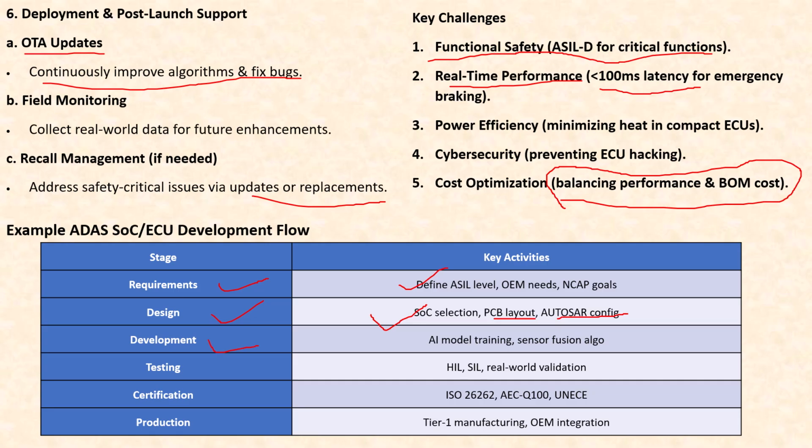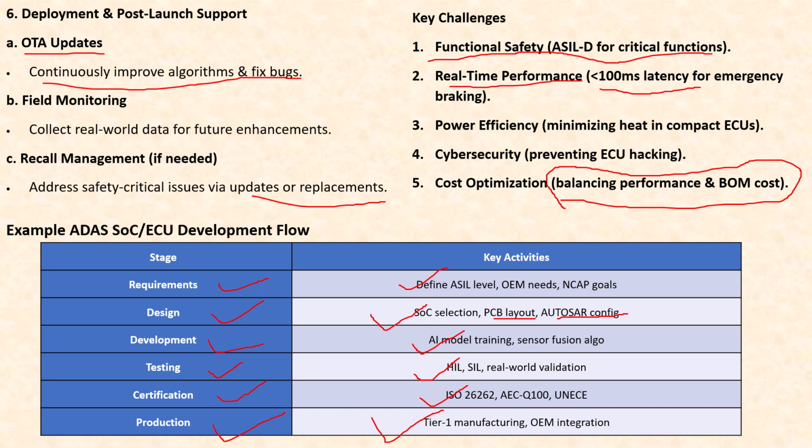Now after designing comes the development. Development includes AI model training and sensor fusion algorithms. These are the steps involved in the development. After development, you test, and this is HIL, SIL, all the in-the-loop testing which I have covered extensively in the concerned chapter. Next comes certification, and when it comes to certification, ISO 26262, UNECE, AEC-Q100, all these various certifications are required. Last but not the least, when it comes to production, it is Tier 1 manufacturing. As I said, it is always the Tier 1 which takes care of the production of the ECU.